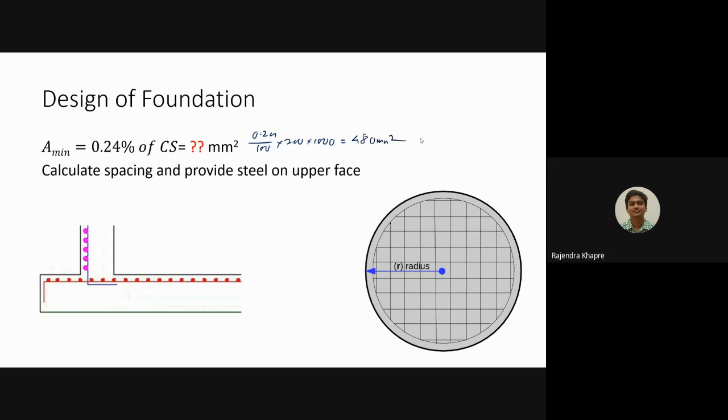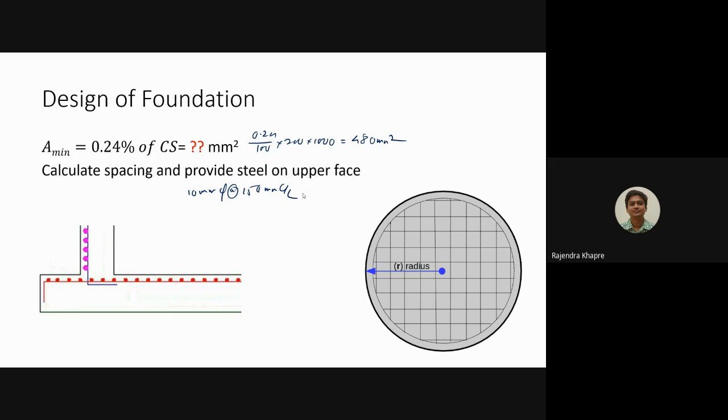Okay, so how much will be the spacing of 10 dia bars? 153. So we can go with 150 center to center. Is it so?